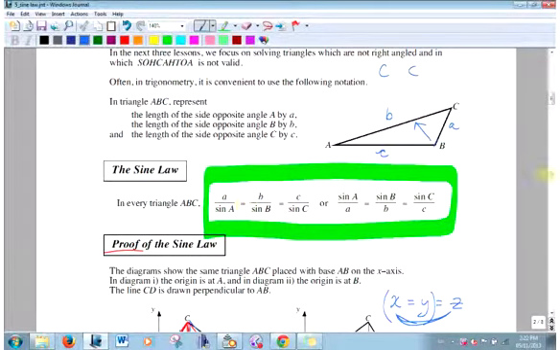Sine law tells us, with that little proof, this ratio is the same as that ratio, and it's also the same as this ratio. These are the same formulas, it's just they're upside down. If you cross multiply these, you get those. You probably want to use these ones if you want to solve for a side, because it's already on the top. If you want to solve for an angle, you probably want to use this form.